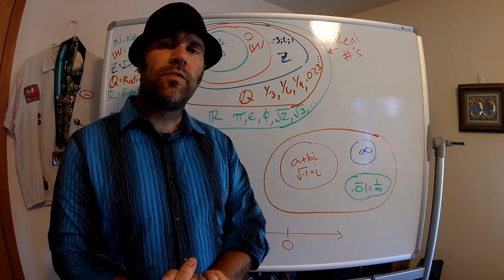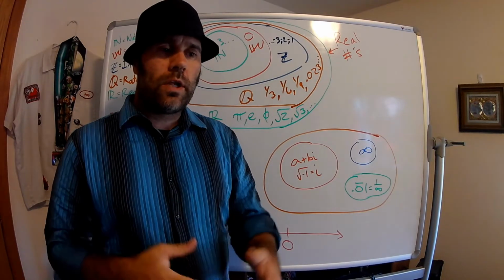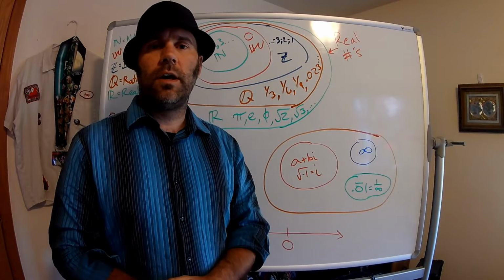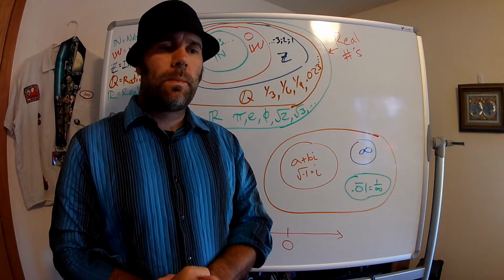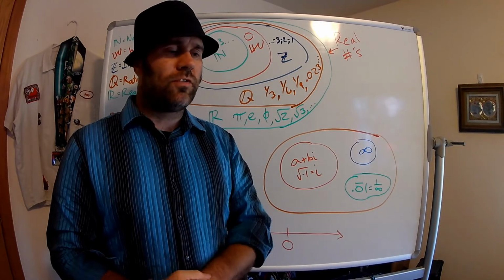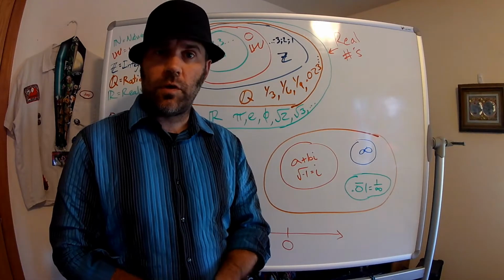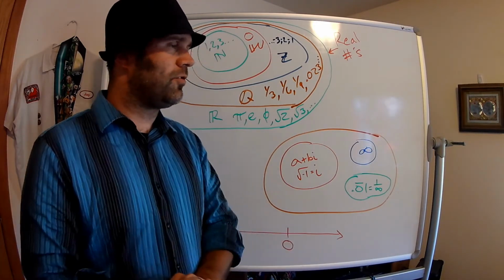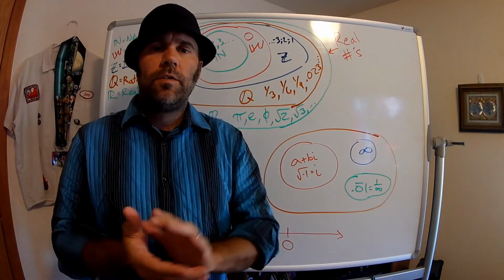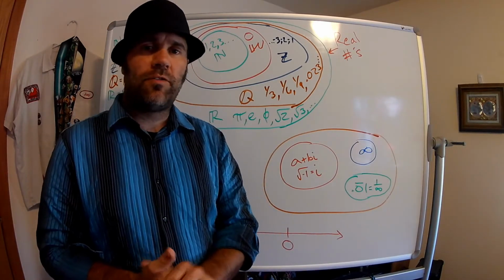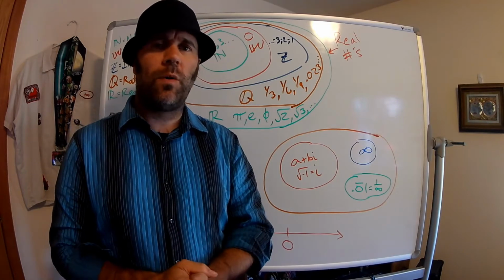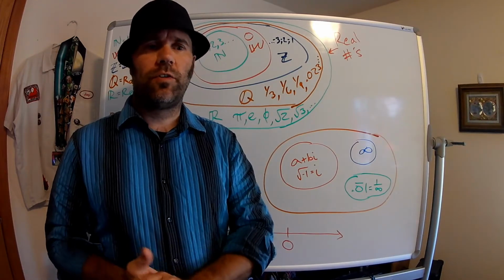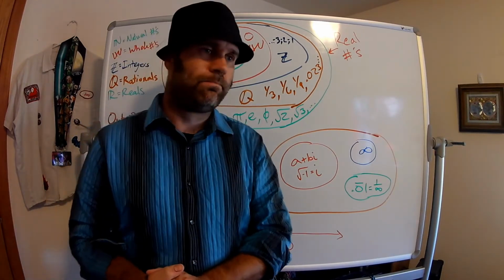Not including 0, although in some cases there are mathematicians out there that will include 0 in the natural numbers, but it's nice to keep the different groups separated, so I like to always not include 0 with the natural numbers.